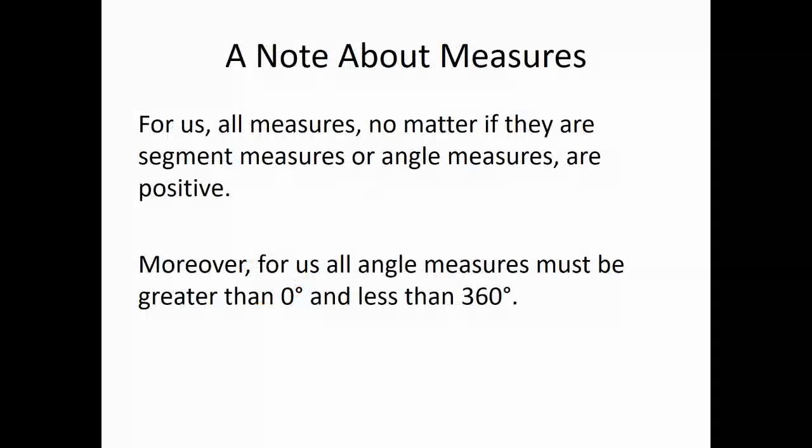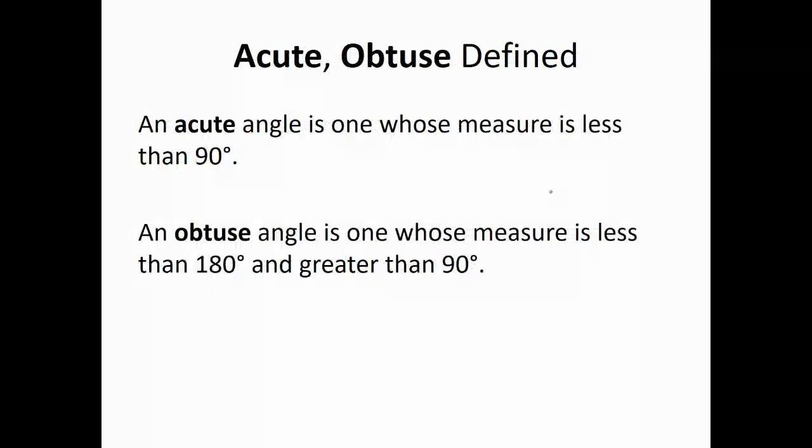A note about measures, and this applies both to segments and to angles as well. Just by the way that we set up measure and what we mean by that, all measures for us are positive, okay? The length of a segment is always some positive quantity. The measure of an angle is always some positive quantity. But we add, of course, in the case of angles, that positive quantity that represents the measure of an angle must lie between 0 and 360. In fact, it must be greater than 0 and less than 360.